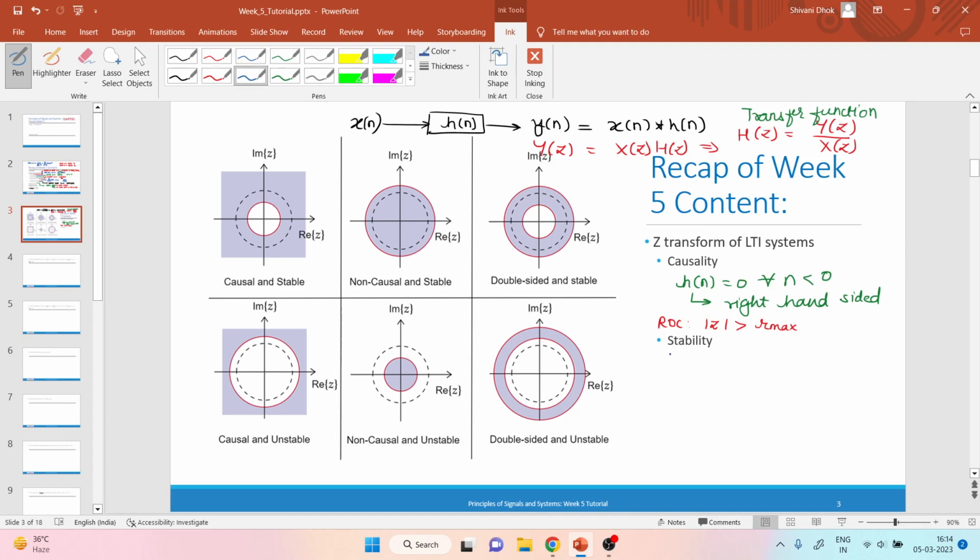And for stability, the unit circle is included in the region of convergence. So these two are the conditions for the stability and causality of the system. So these were the concepts that were discussed in week 5, and now let us look at some questions. But before that, if you have any doubt in the concepts, please let me know.